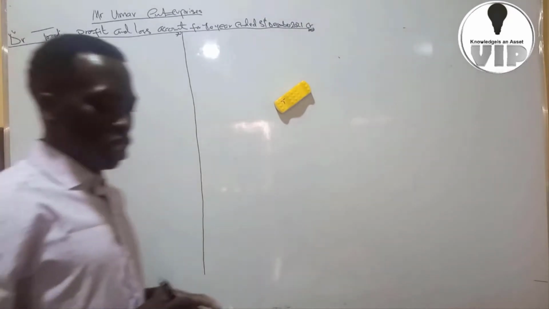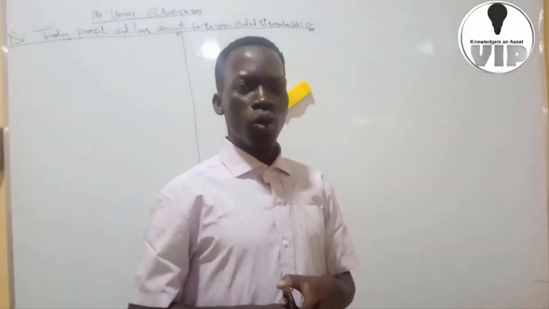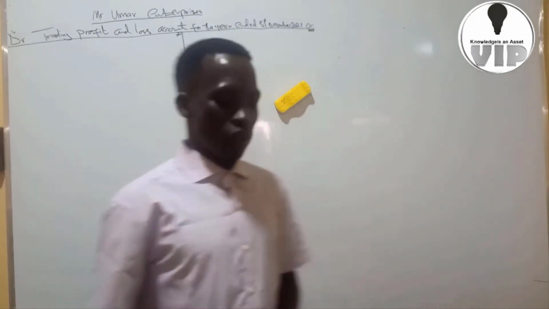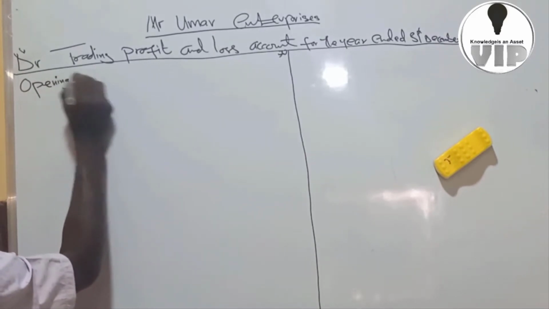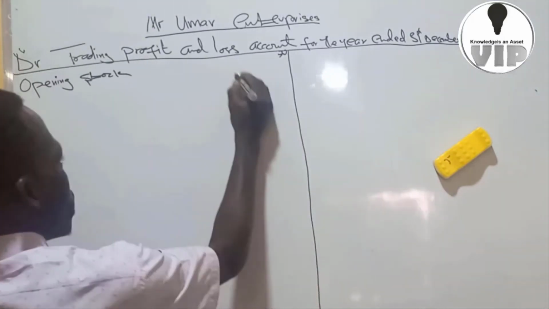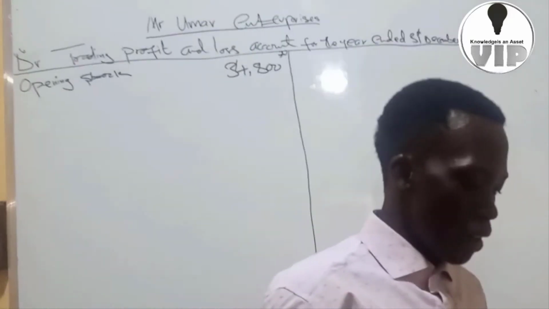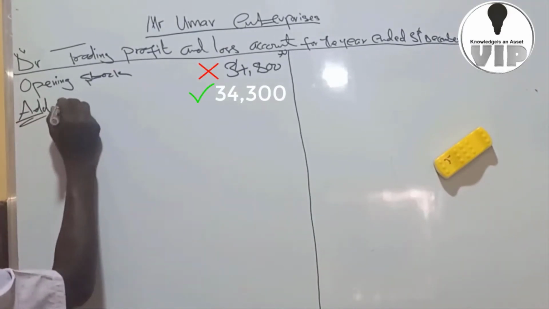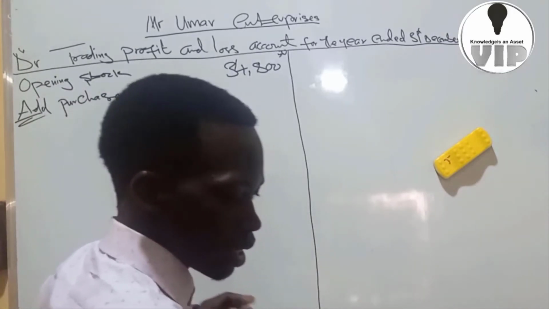So now, since we have been given a question, we will look at our question. What is the first cost item in the format of this trading profit and loss account? The first item is opening stock. How much was it? If we check, we will see 34,800. Then the next is purchases. What's our purchase? Our purchase is 368,400.